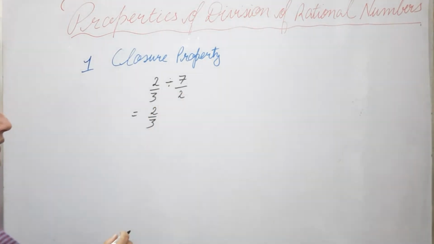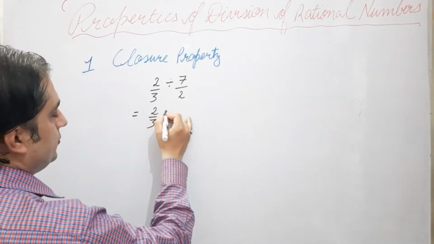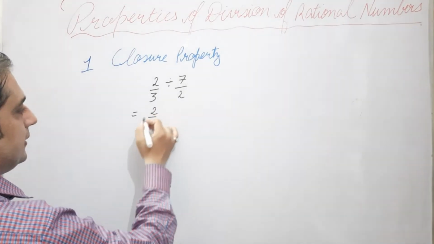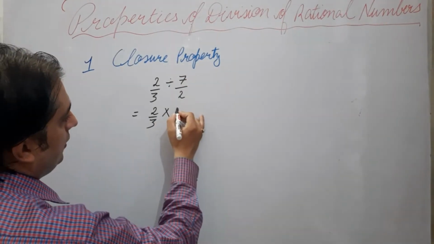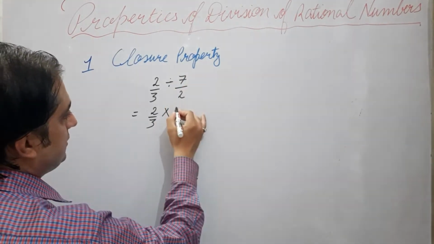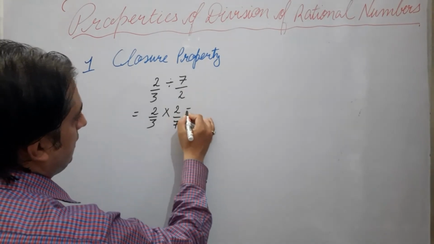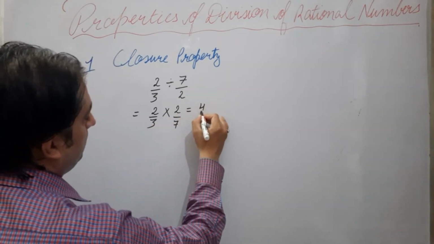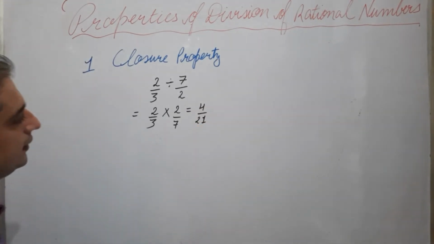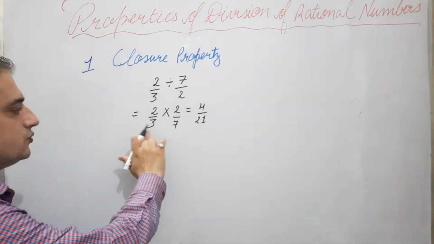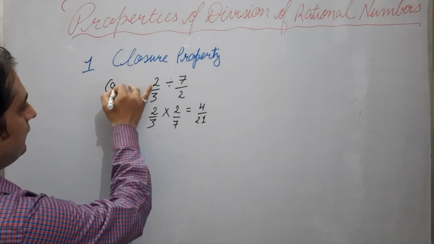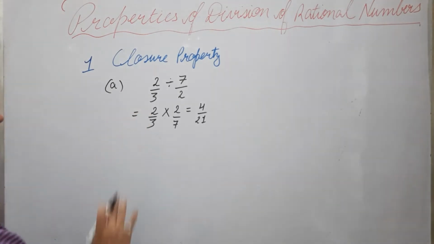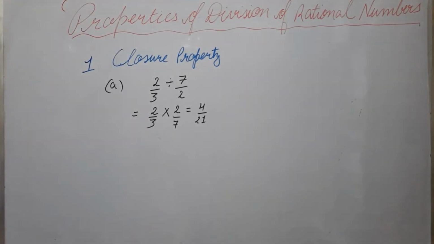Instead of doing the division directly, you just multiply the dividend with the multiplicative inverse of the divisor. So what is the multiplicative inverse of the divisor? That is 2 by 7. So the answer is 4 by 21, the product of numerators over the product of denominators. We are checking whether the division of two rational numbers is a rational number or not.